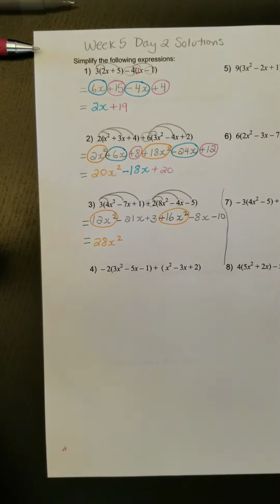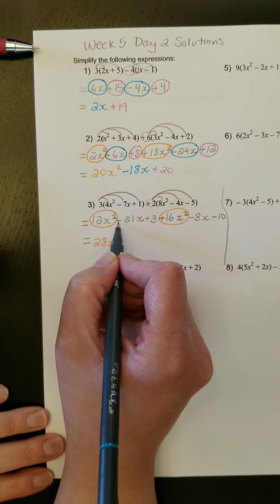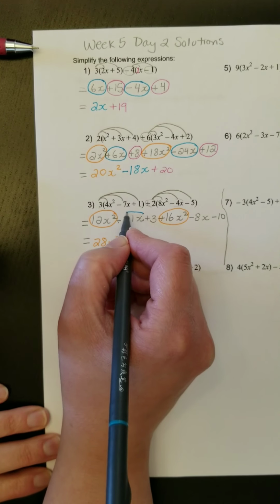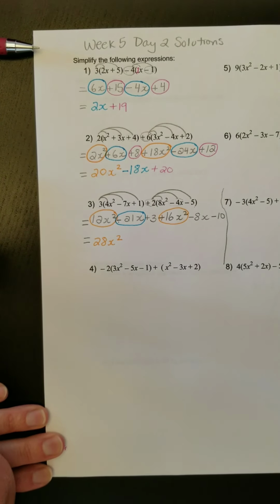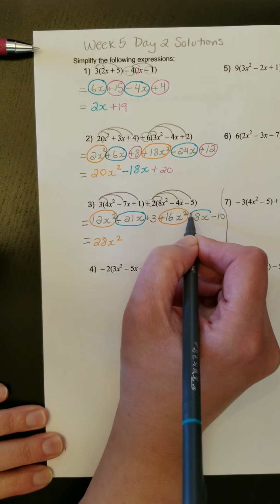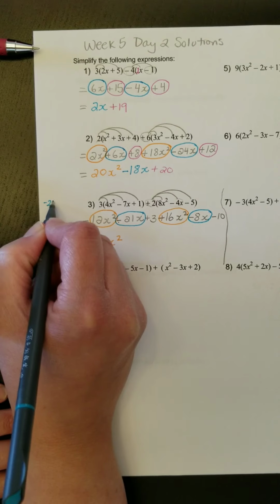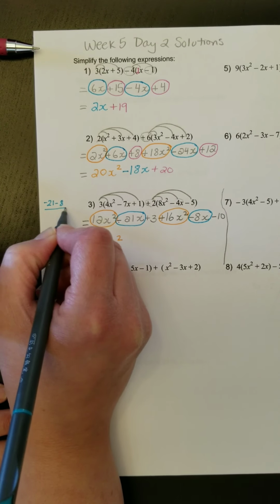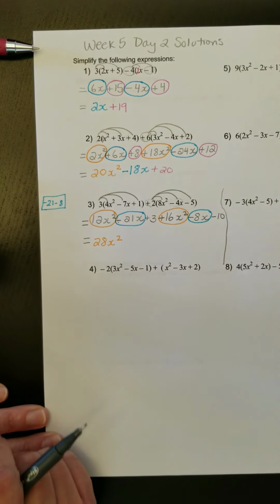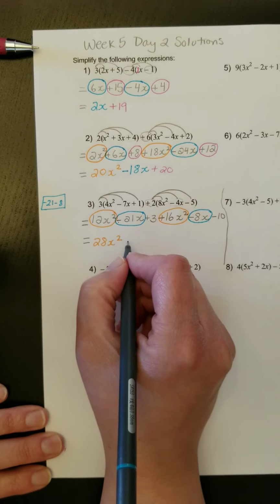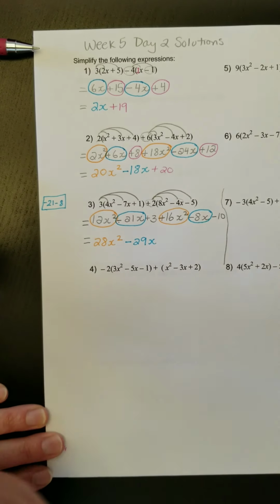Then I'm going to look at my x's. It's the sign in front. So this negative is really important. I'm going to circle that in with my 21x. It's negative 21x and negative 8x. So you're thinking about negative 21 minus 8. That's what you would do on your calculator to figure out how many x's you have. Negative 21 minus 8 is negative 29 x's.